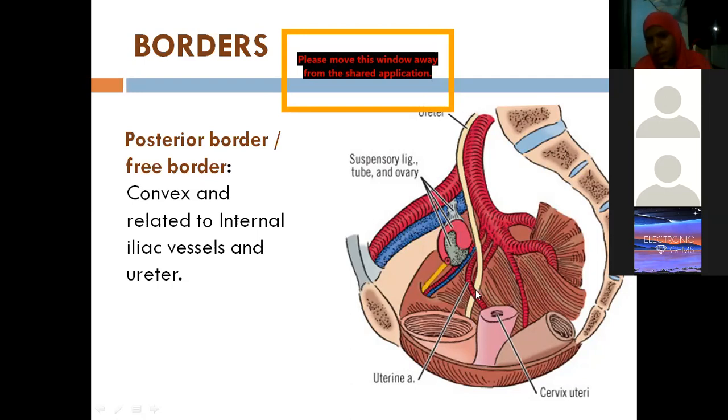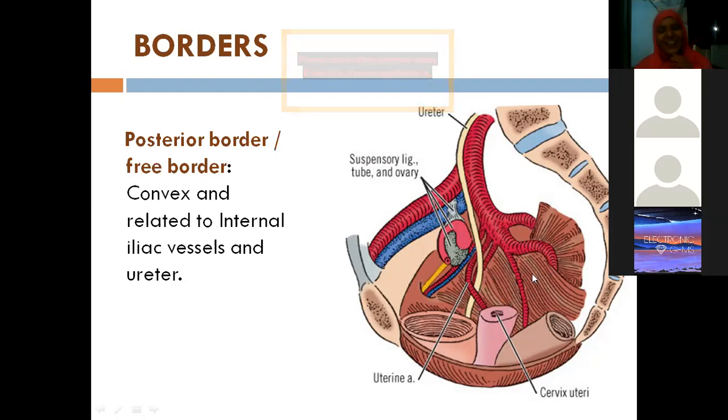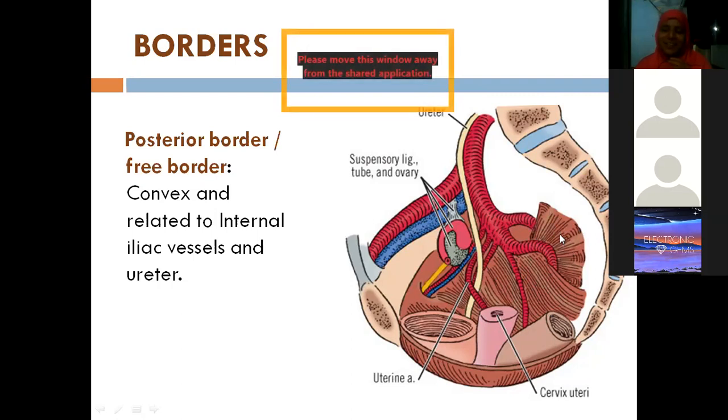What is the name of this muscle? Note the orientation of the picture. Obturator. Actually, obturator internus will be here. Behind we will have piriformis. Piriformis is behind, this is levator ani, and on this side obturator internus.